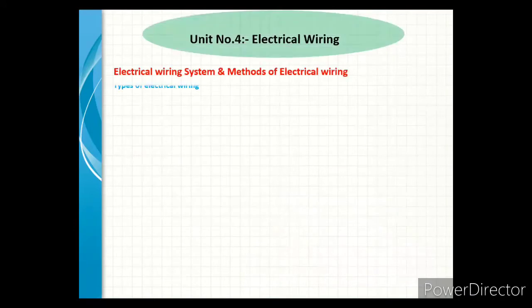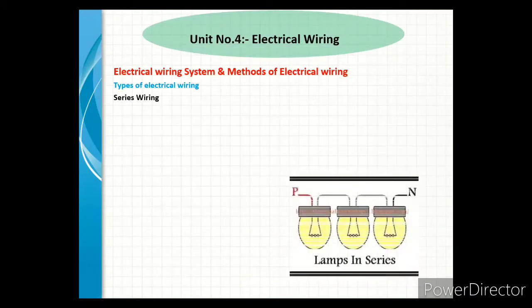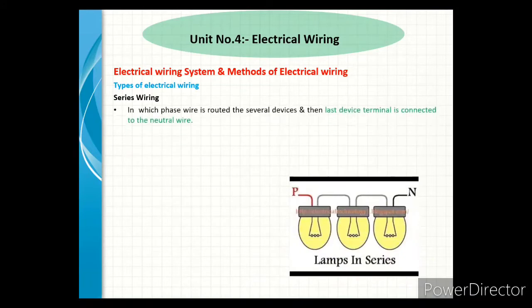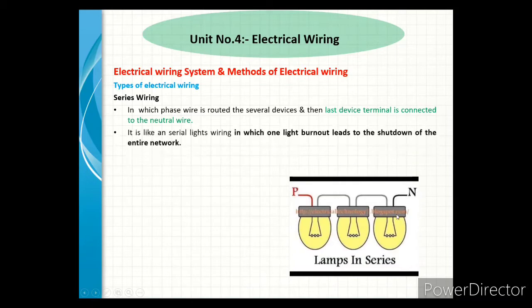Our next type is series wiring, in which the phase wire is routed through several devices and then the last device terminal is connected to the neutral wire. It is like serial light wiring, in which one light burning out leads to the shutdown of the entire network. Series wiring is rarely used.